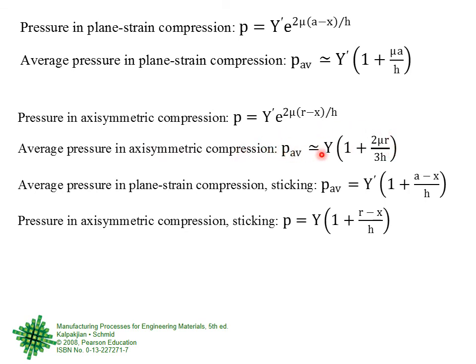P average is Y times 1 plus 2 mu R upon 3H. Okay. This Y is the YF that you will find from the equation. Okay. This R is the final radius. Mu will be given in the problem. It is given. This H is the final height. Right. So is the final height given? Yes, it is given. Is mu given? Yes, it is given. Is Y given? No. We have to go to a table. Is R given? Original dia is given, but final dia is not given, so you have to find it. So R you have to find and Y you have to find.